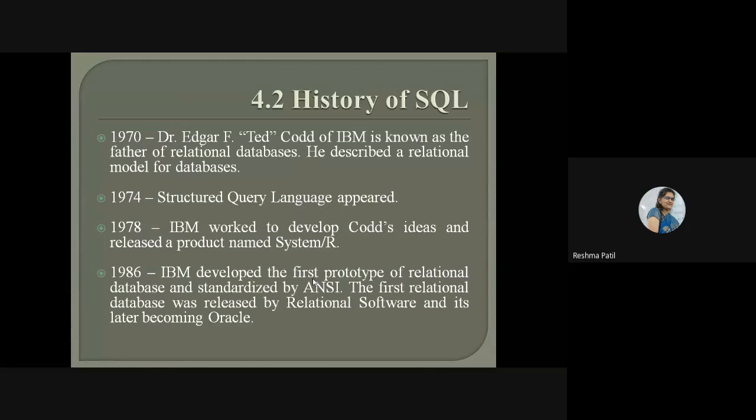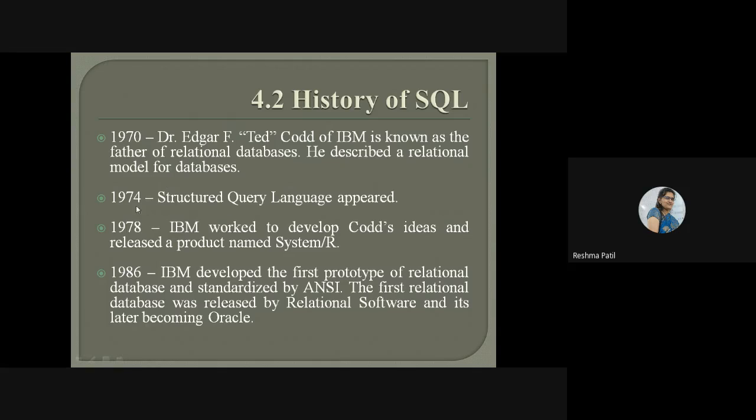Now this is the history of SQL, how SQL came into existence. First, in 1970, Dr. Edgar F. Ted Codd of IBM is known as the father of the relational database. Whatever relational database we are using now, who is the father? Ted Codd. He described the relational model for databases. Relational model means, as in the previous chapter we have seen, the relational model and relational algebra structure. That structure was defined by Ted Codd.